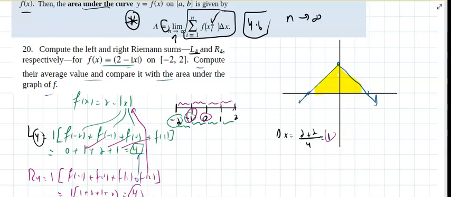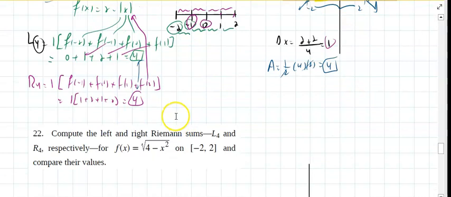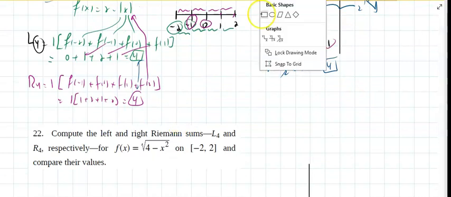Well, that's a triangle. The area of that is 1/2 base from negative 2 to 2. The base is 4 units, and the height, we know that's 2 units. So in this case, it happened to match because it's a straight line approximation. I'm talking about this because these are straight lines. You're getting the same. That's just a coincidence. It doesn't always happen.